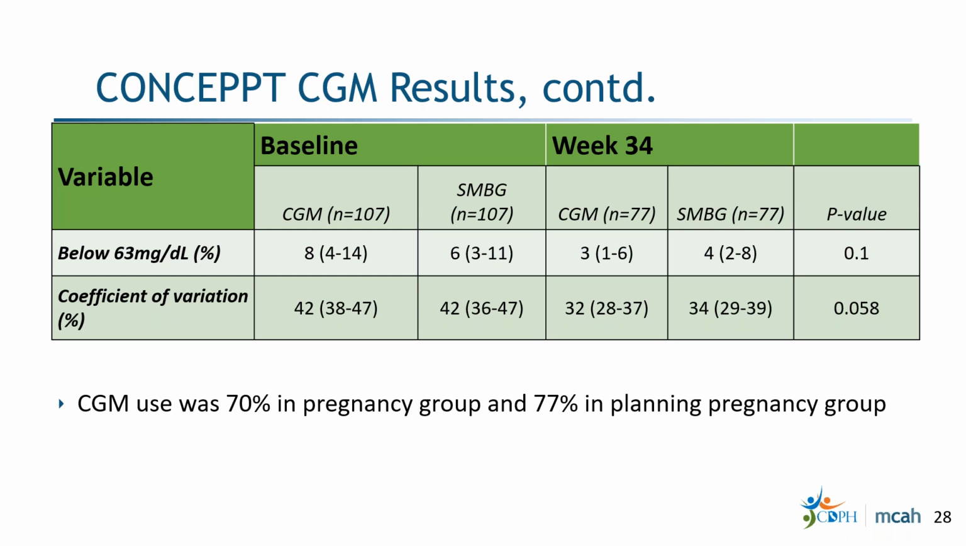And then the coefficient of variation, a trend toward improvement, meaning less variability. Lower, as a reminder, lower here is better. And the goal is to be under 36%. And there was not statistically significant, but a trend toward improvement. And this just shows, in terms of the CGM use, it was 70% in the pregnancy group and 77% in the planning pregnancy group, meaning they used it more than 75% of the time, just showing that overall the adherence to the CGM was pretty good.